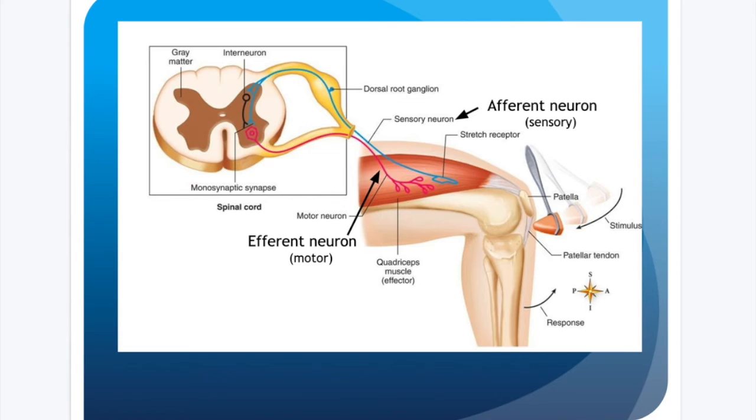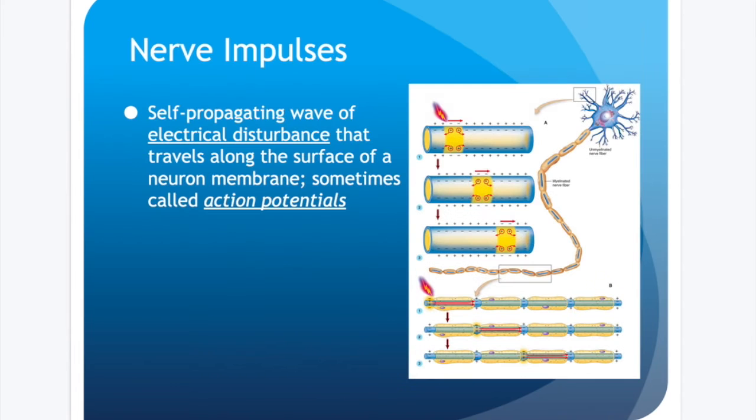And then if we look at how nerve impulses are sent, so like how this information could go to your spinal cord and then back to cause reaction.